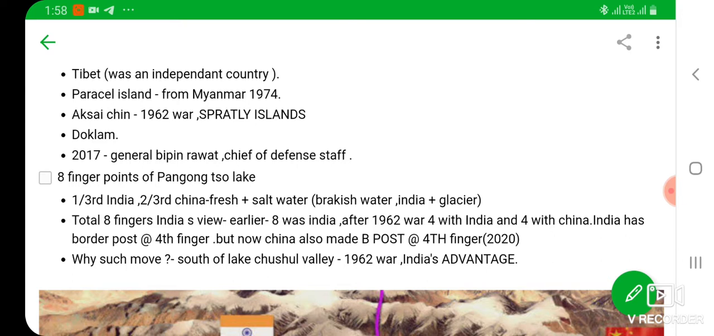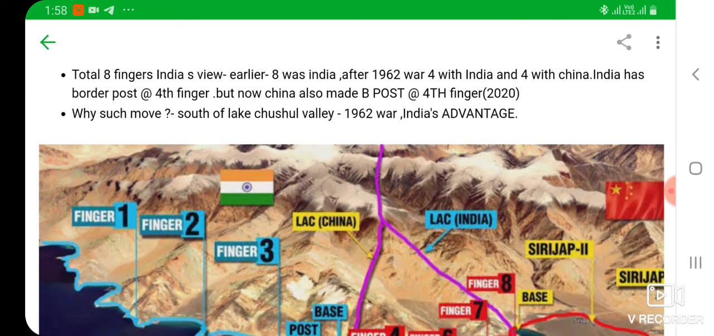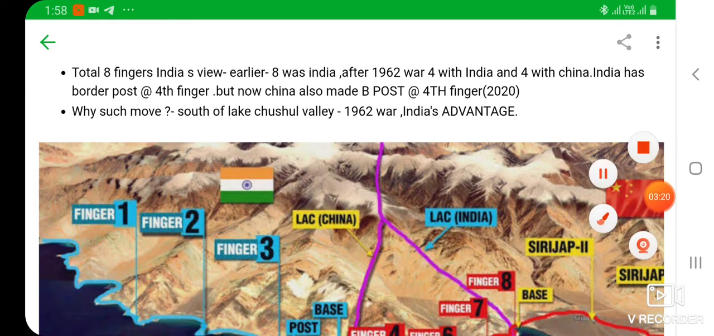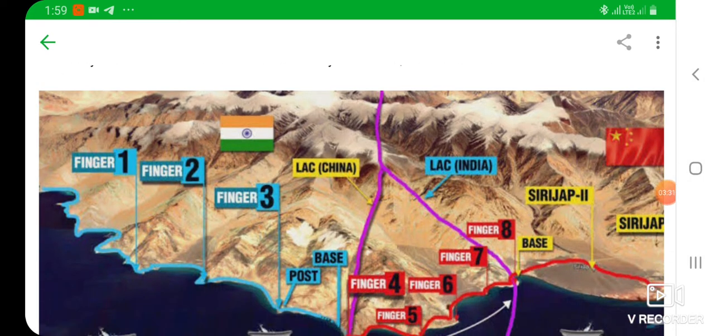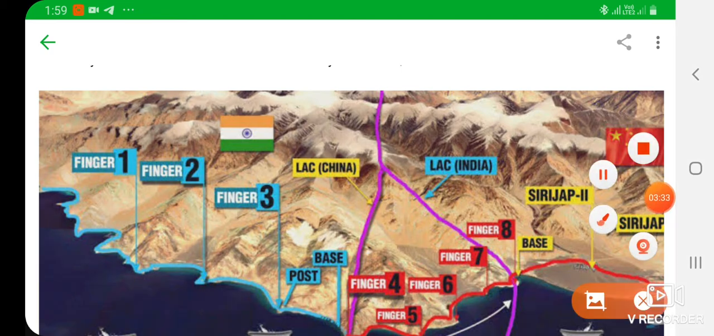Another point that we have to concentrate on is the finger points of this Pangong So Lake. These fingers are mountains. There are about 8 mountains. I have numbered them here: 1, 2, 3, 4, 5, 6, 7, 8. These are the mountains located here. You can clearly see that this looks like fingers. That is why it is called finger points.